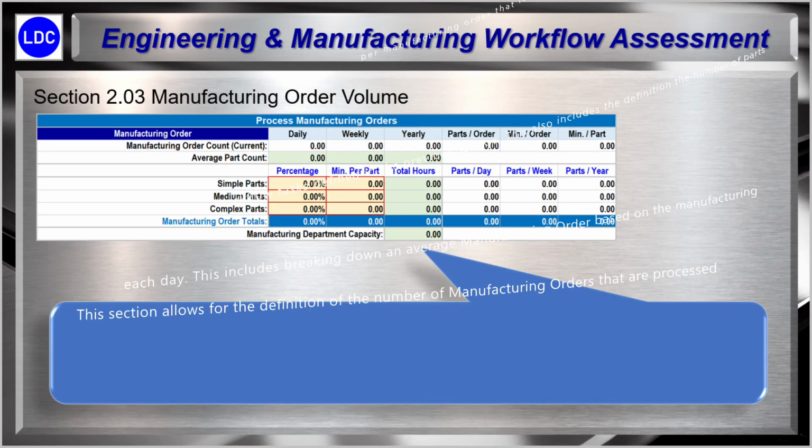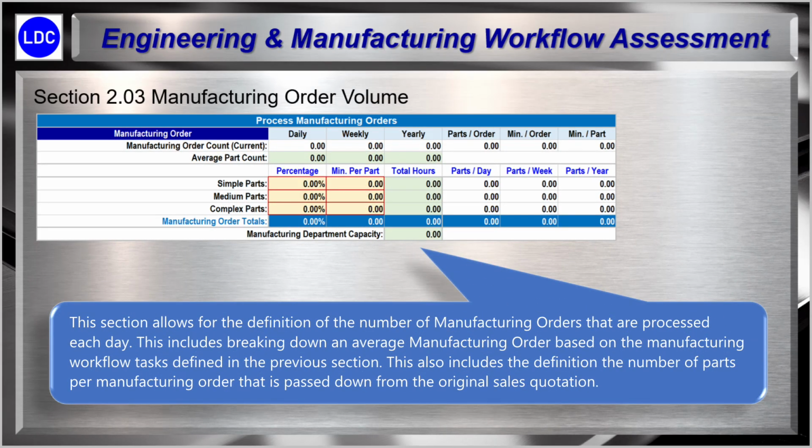This section allows for the definition of the number of manufacturing orders that are processed each day. This includes breaking down an average manufacturing order based on the manufacturing workflow tasks defined in the previous section. This also includes the definition of the number of parts per manufacturing order that is passed down from the original sales quotation.